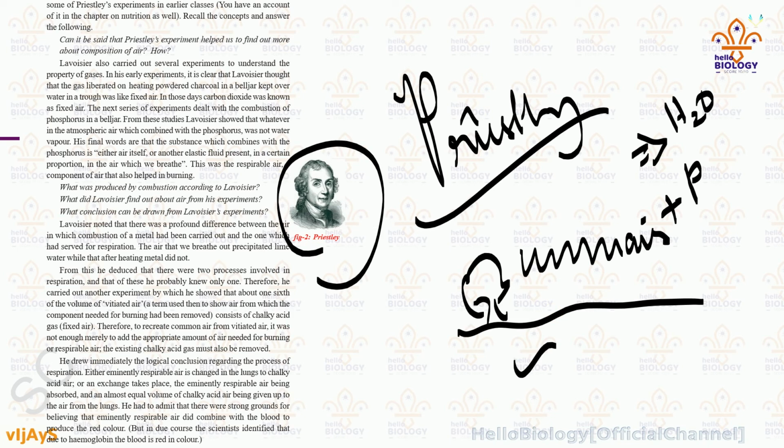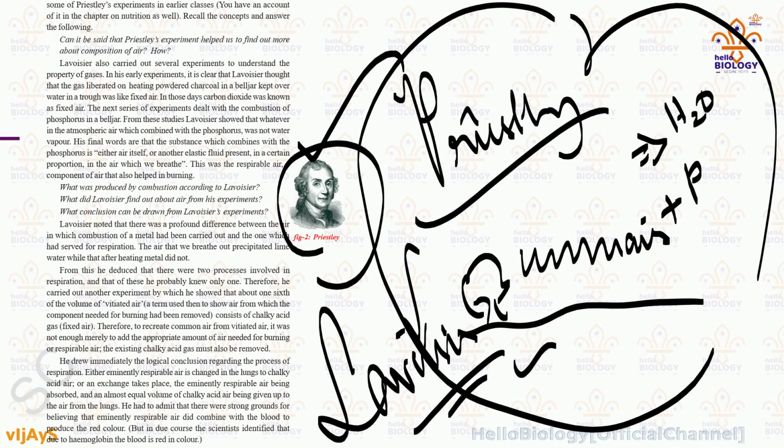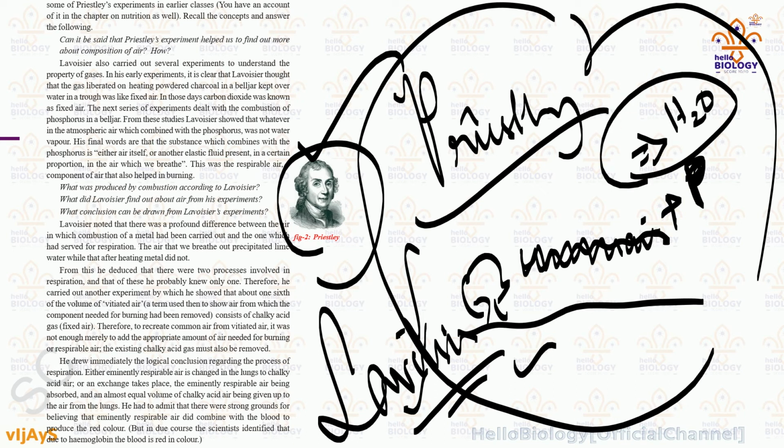But later, an in-depth analysis was made by Lavoisier. The actual credit goes to Lavoisier only. Why? Priestley was unable to give the experimental evidence to prove this. So Lavoisier came into the field. He said that environmental air, when it mixes with phosphorus, cannot give water vapor. This is what he said.